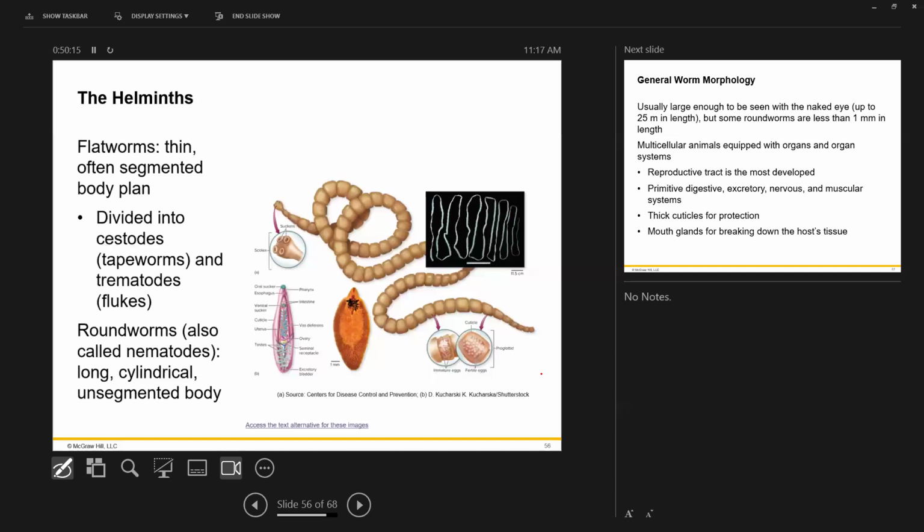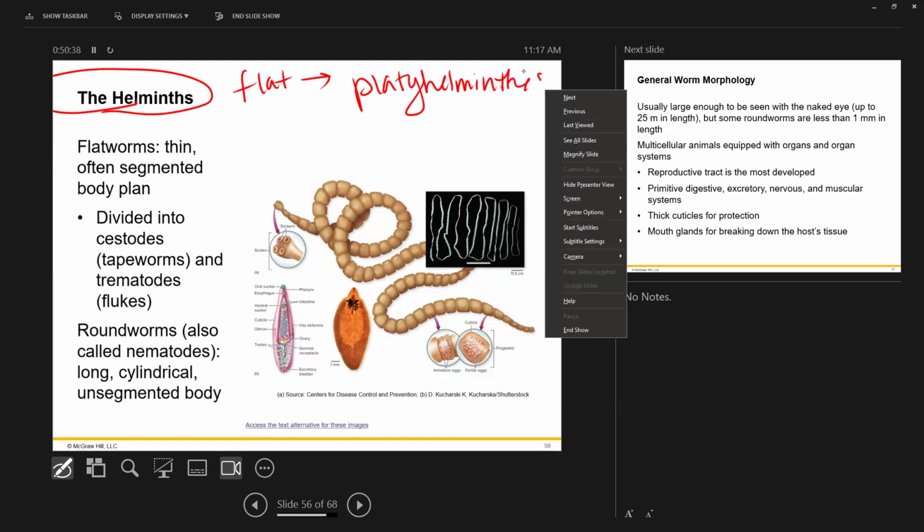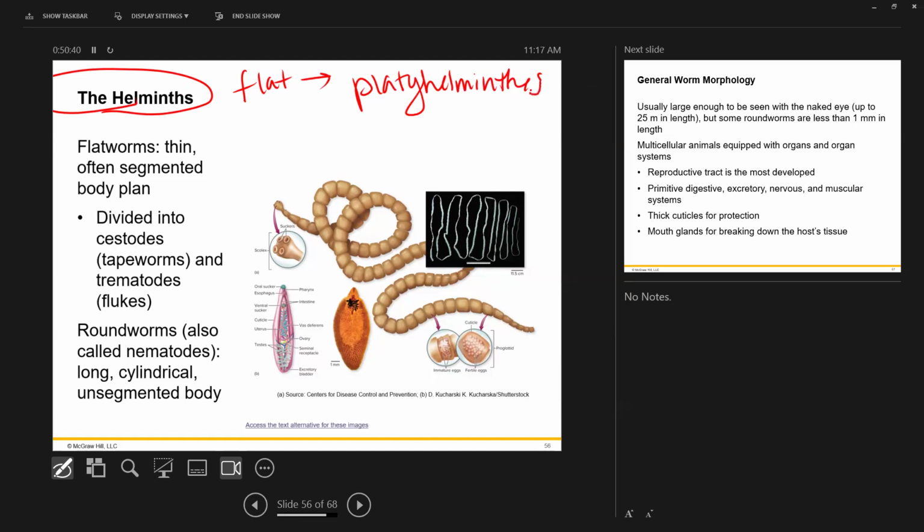Let's just jump into the helminths. Let me go through these guys really quick. These guys have little terms that we do have to know. This is maybe the thing that I want you guys to take home with you: helminths is the overall thing. If you are the flatworms, then you are platyhelminths. And then those are the flatworms.